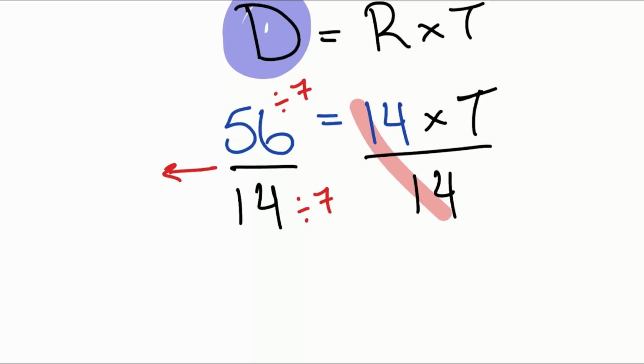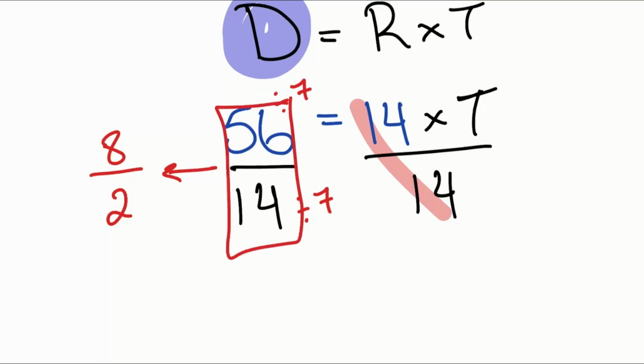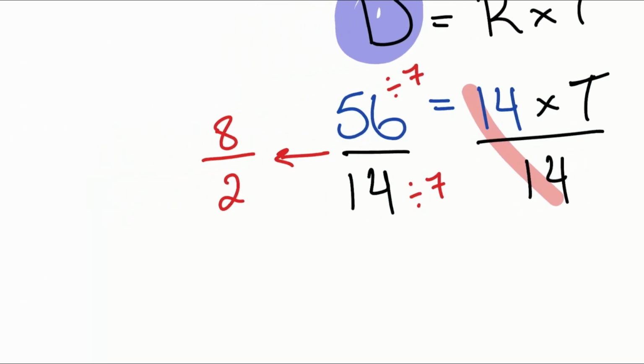Because if I do that, guess what this turns into? This turns into 56 divided by 7, that's 8. 14 divided by 7, that's 2. That's way easier than trying to do 56 divided by 14 in your head. 8 divided by 2, everybody, what's that? Yep, that's going to be 4. Appreciate y'all, and we're good. The time here for the second leg of the trip is 4 hours.